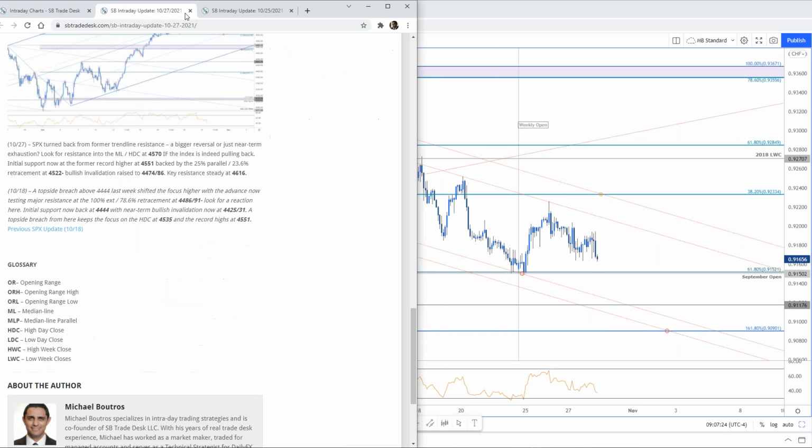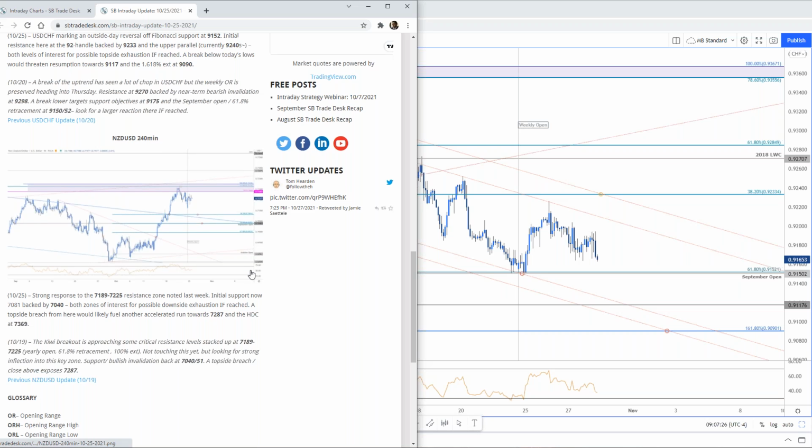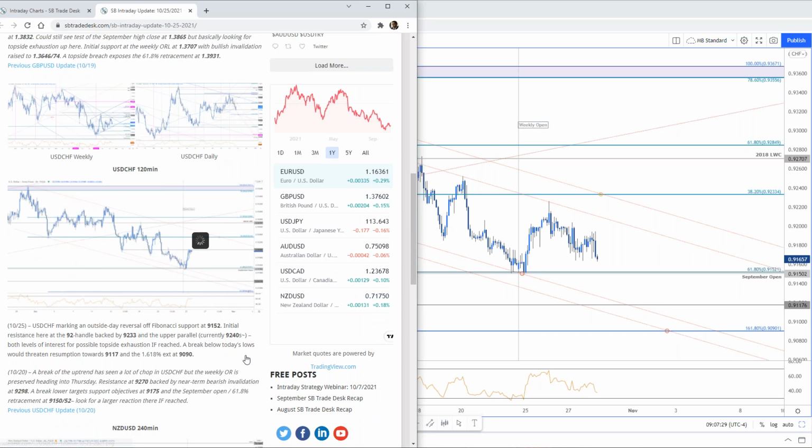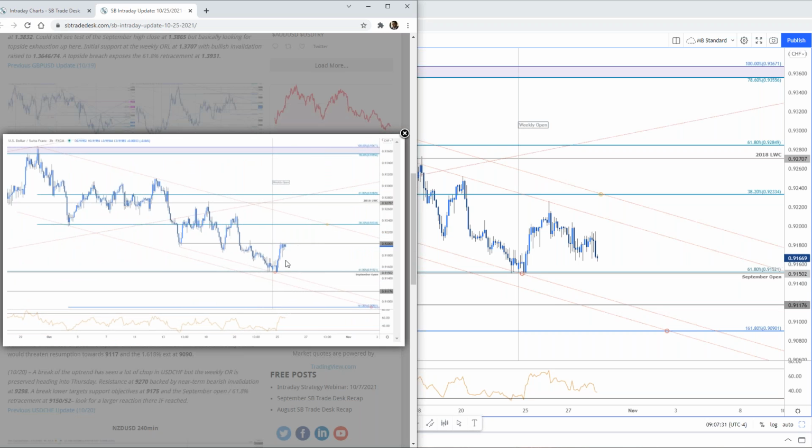So when was the last update on that? Yeah, here's the last update on Swissy. Same levels, right? We came off that support. That 38.2 is still key resistance.